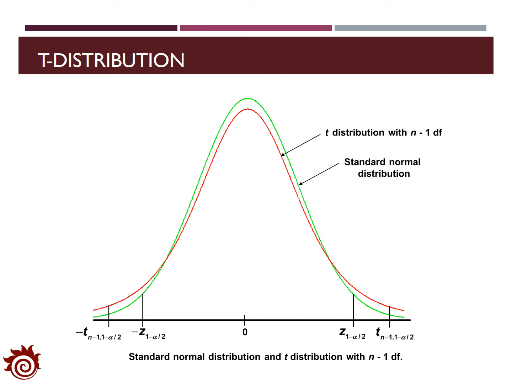This figure shows the t distribution with n minus 1 degrees of freedom. It is represented as the red line, and the green line shows the standard normal distribution. We can see that the t distribution is very similar to the standard normal distribution, but it's still a little bit different. We will use this one to identify the confidence interval from the stochastic process.